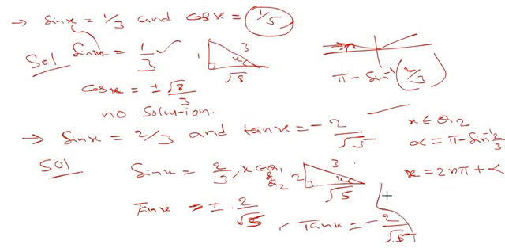Final answer is x equals 2n pi plus pi minus sine inverse 2 by 3. Alpha will be lying in the interval open 0 to closed 2 pi. I think it is very clear for you. n belongs to integers. Once revise the solution. Next problem.